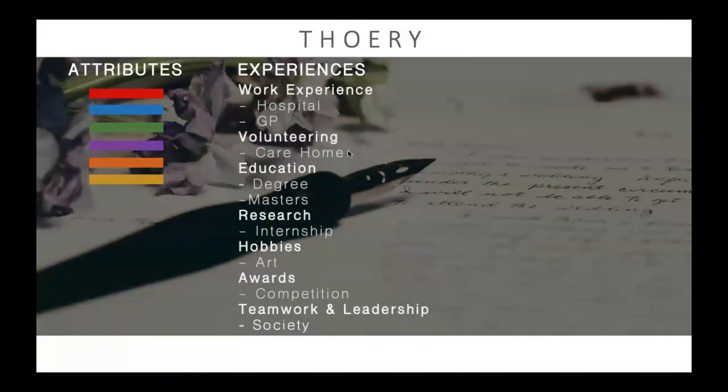Write down literally everything you've ever done, no matter how small you think it is, and think as far back as you possibly can. Research, have you done an internship? Have you done something over the summer? Have you made a poster presentation? Whatever, add that in. Hobbies, awards, teamwork, leadership, etc.